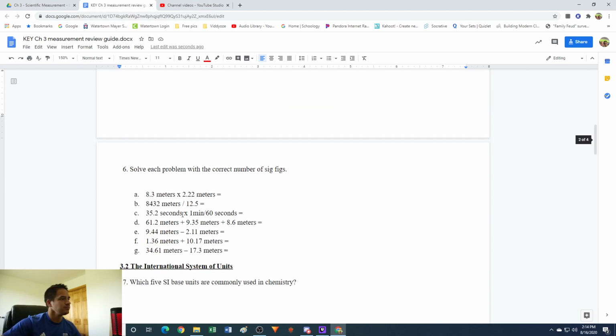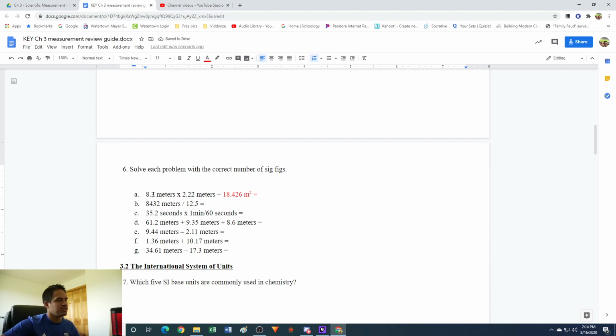All right. Number 6, solve each problem with the correct number of sig figs. We're not going to do all of these, but I'll do every other one, so we'll do A, C, E, and G. We're just going to do some basic math and then round to the proper number of sig figs. For letter A, we have 8.3 times 2.22. I get 18.426, and this would be square meters. But we need to round this to the right number of sig figs.